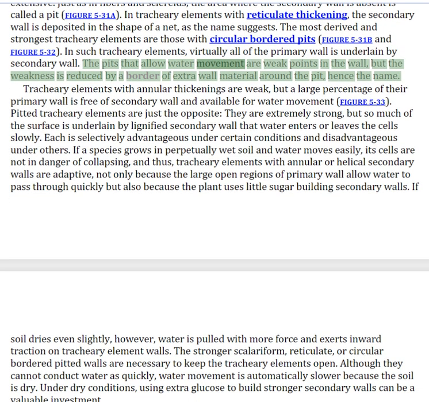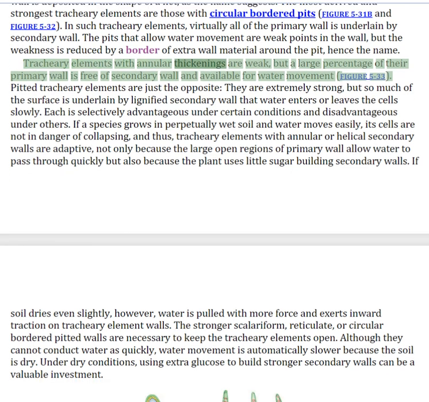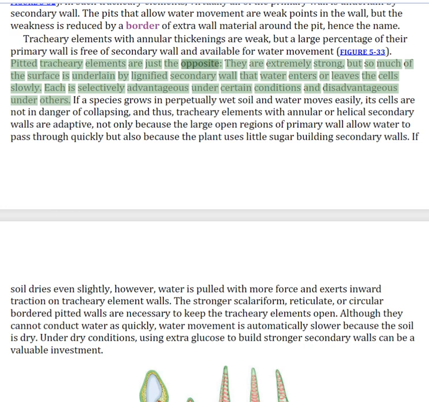The pits that allow water movement are weak points in the wall, but the weakness is reduced by a border of extra wall material around the pit, hence the name. Tracheary elements with annular thickenings are weak, but a large percentage of their primary wall is free of secondary wall and available for water movement. Pitted tracheary elements are just the opposite. They are extremely strong, but so much of the surface is underlain by lignified secondary wall that water enters or leaves the cells slowly. Each is selectively advantageous under certain conditions and disadvantageous under others.